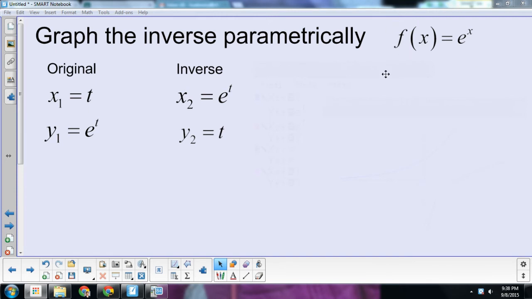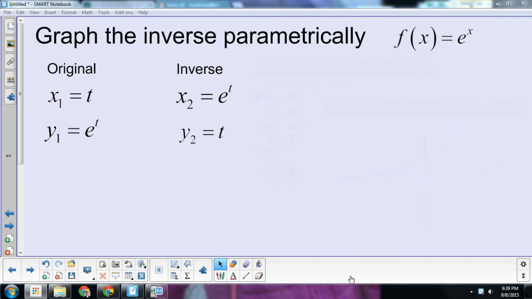First of all, if I wanted to graph this original function using parametric equations, one way I could do that would be set up right here, where I set x equal to t, because I'm just going to replace the independent variable with t. And then I'll set y equal to the original function, but with t as the independent variable instead of x. So in this case, e to the t power.